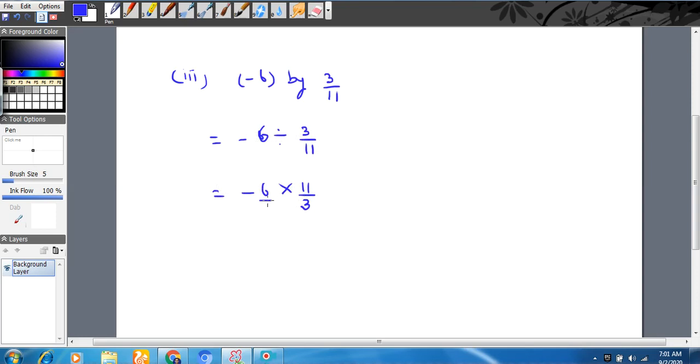Okay. You can write 1 as the denominator below 6. So you can divide minus 6 by 3, that is minus 2, and the answer is minus 22 upon 1, that is minus 22. This is the third part. Now I omit the fourth part here. We will solve it. Okay, start with the second question.